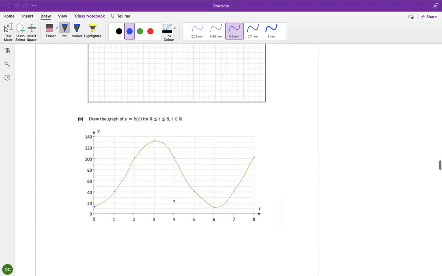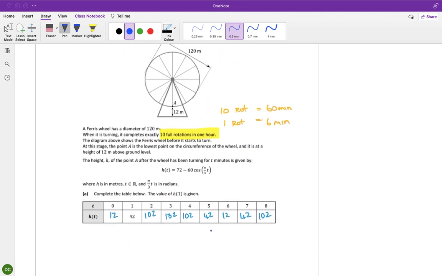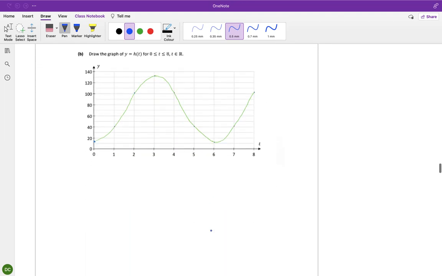So the period is how long it takes to complete one full revolution. It started at 0 and the height was 12. So we basically want to know how long did it take before it got to 12 again. And that was 6. Yeah, so 6.